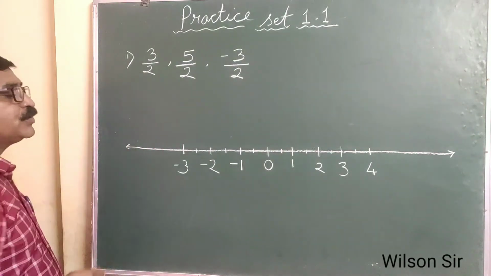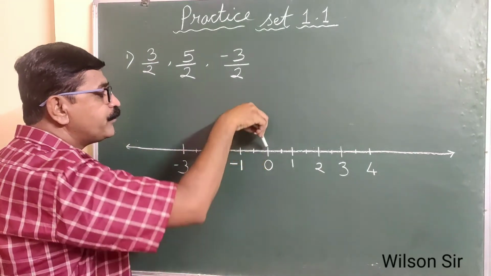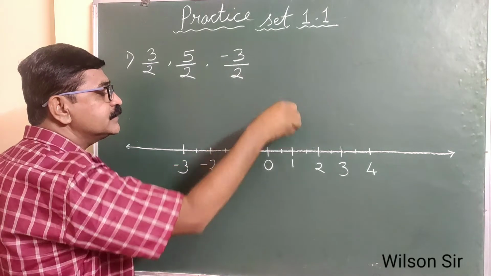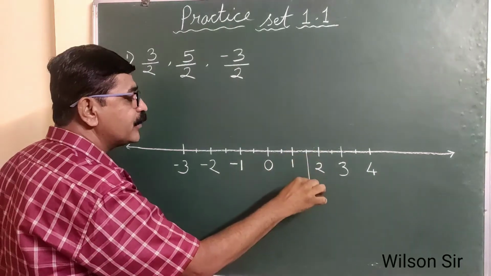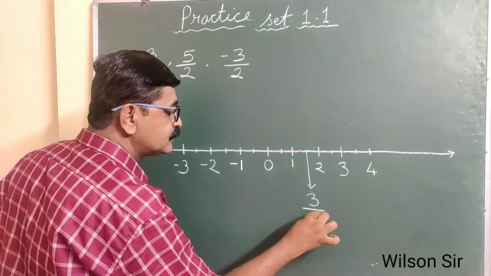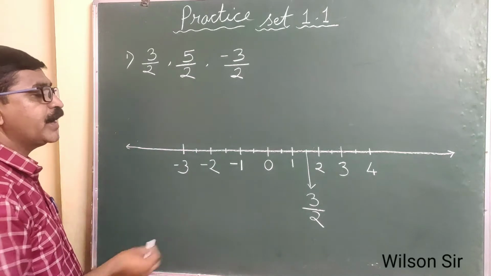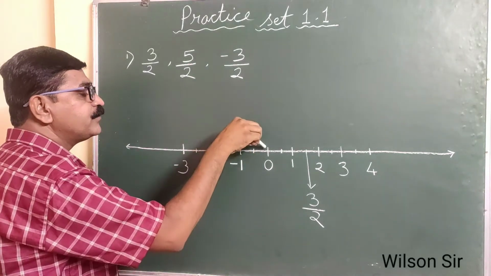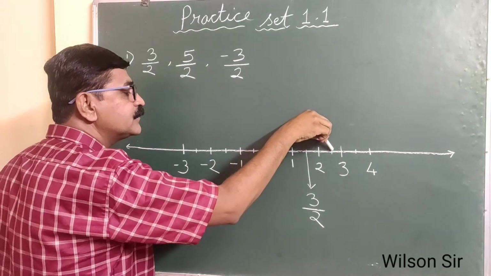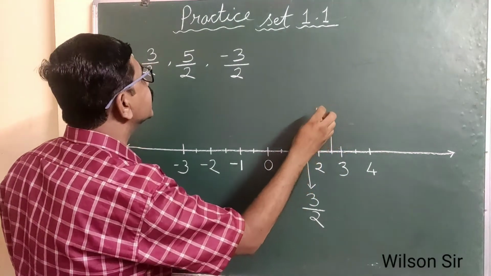So now 3 upon 2. From 0 you have to count 3 points. See here, 1, 2, and this is 3. So here you will get the point 3 upon 2, right? Then we have the second number 5 upon 2. Again from 0 you have to count 5: 1, 2, 3, 4, and this is 5. So you will get it here, that is 5 upon 2.